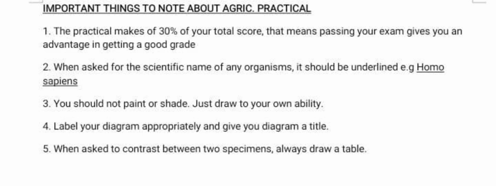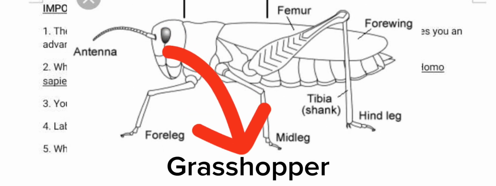When your diagram points to, let's say, one eye, you should write it as E-Y-E. But when it points to both eyes, you should specify it as eyes. Also, you should give your diagram a title. Most times, many candidates draw without giving their diagrams titles. So after drawing, probably I've drawn the diagram of a grasshopper, title that work as a grasshopper.